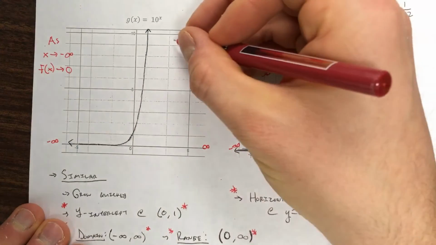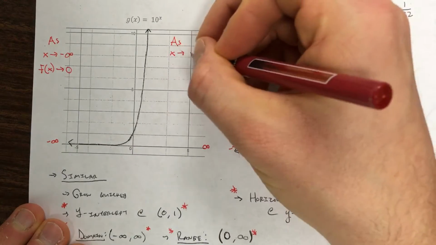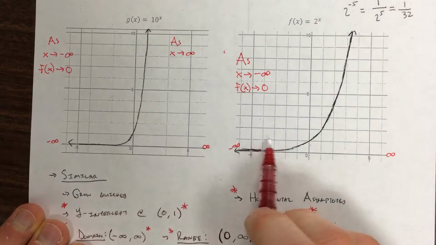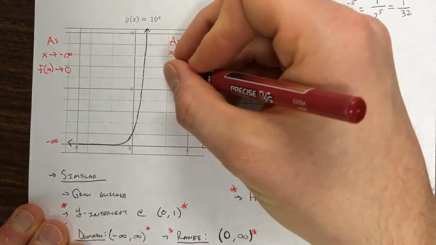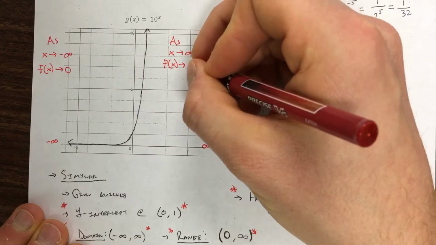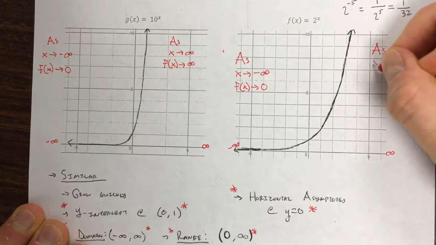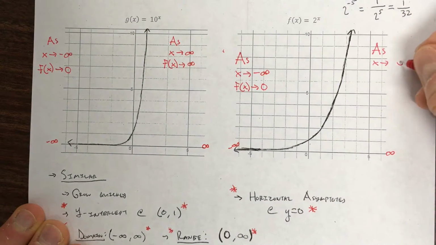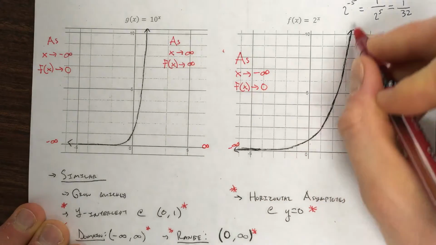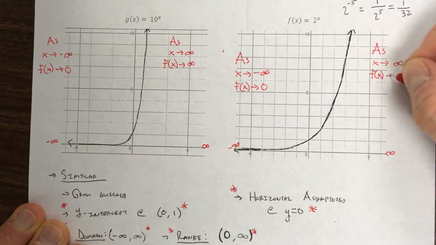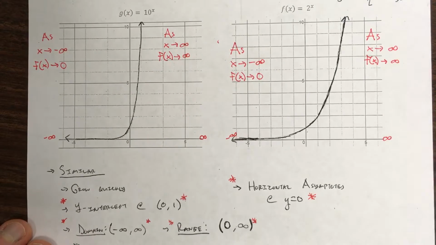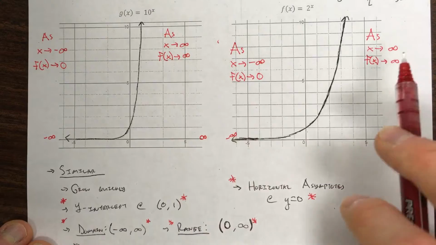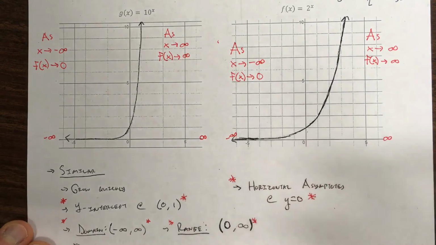Now what happens as x goes towards infinity, or as we move to the right-hand side? As we move to the right, our function is increasing, increasing, increasing. It'll never stop increasing. So our function ends up going towards infinity, and that's the same thing that's happening over here. Our function continues to increase forever towards infinity. So these main things, what's written in red, are end behavior. The y-intercept, domain, range, and horizontal asymptotes, those are the key pieces of our function.